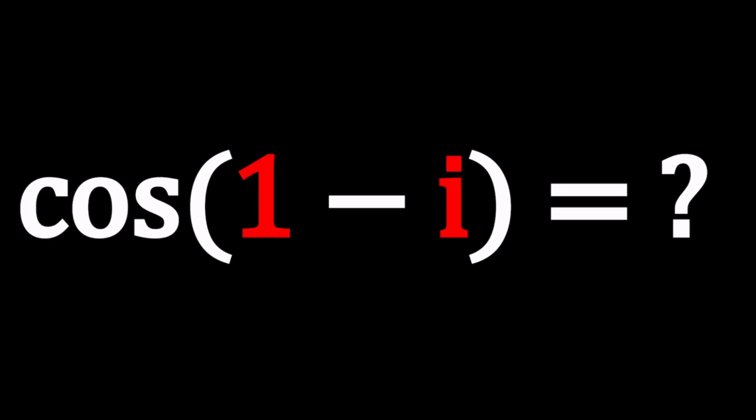Welcome to aplusbi. This channel is all about complex numbers, and in this video, we're going to be solving an interesting problem, a trigonometric problem with complex numbers. So we're going to be evaluating cosine of a complex number, 1 minus i. How do you find the cosine of something that doesn't even exist?